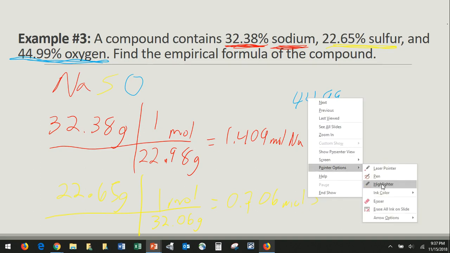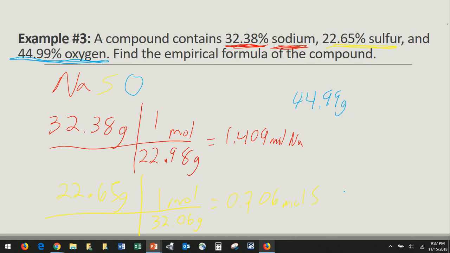It's occurring to me yellow was an awful choice, but you know, what are you going to do? All right.